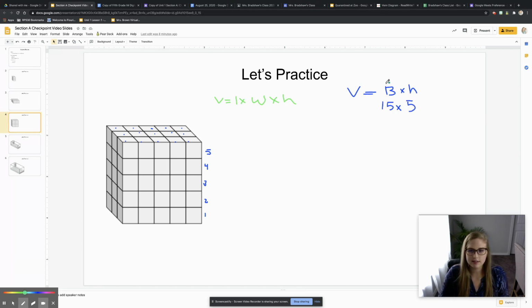So I'm going to take this over to the side and line up my ones place. 15 times 5. 5 times 5, we solved that on the last problem, I know is 25. So carry my 2. 5 times 1 is 5 plus 2, which is 7. So 15 times 5 is 75 units cubed or cubic units.